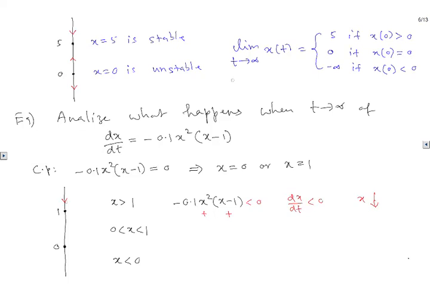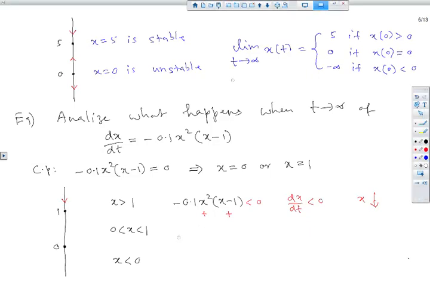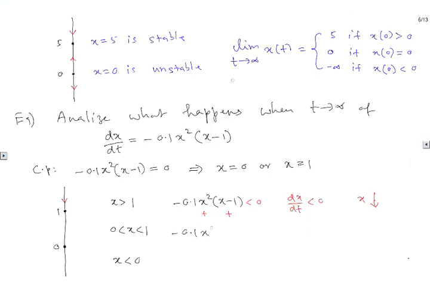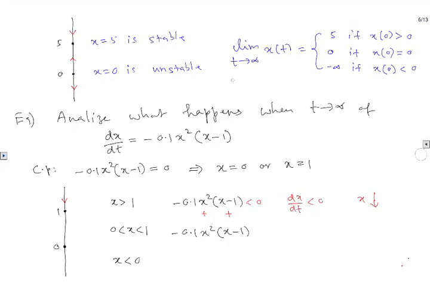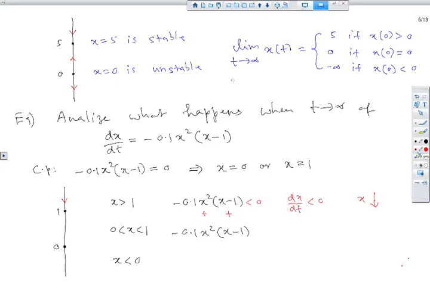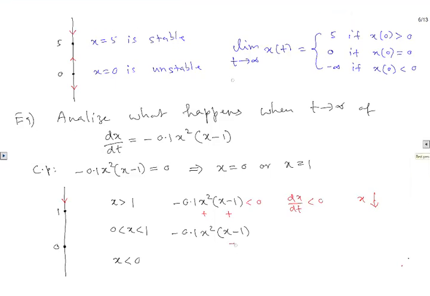So let's do the same thing. We have negative 0.1 x squared times (x minus 1). As before, if you start with a value between 0 and 1, this is negative, or we can put a negative sign. This is going to be negative because you start with a value between 0 and 1. This is negative, this is positive. So you have two negative signs, that means this is positive. So dx over dt is going to be positive, so x increases.